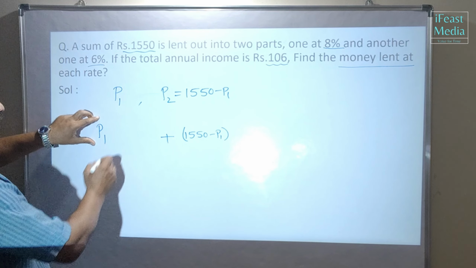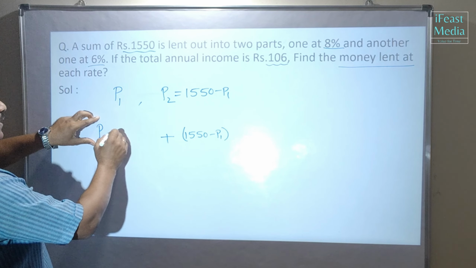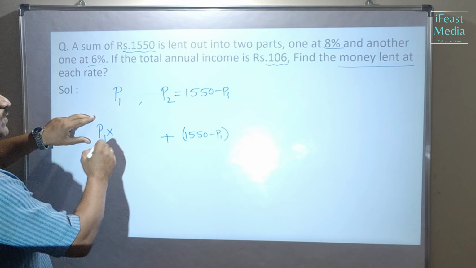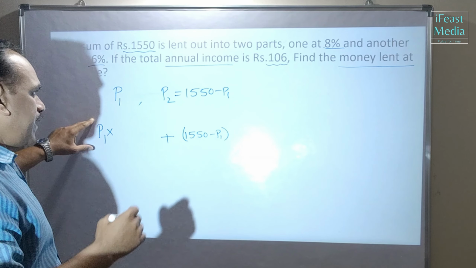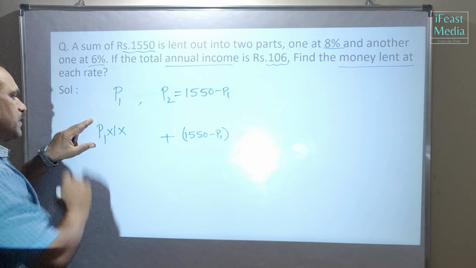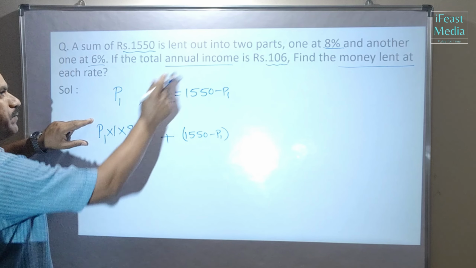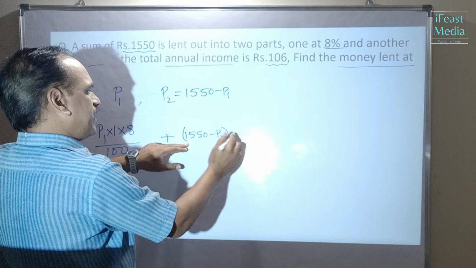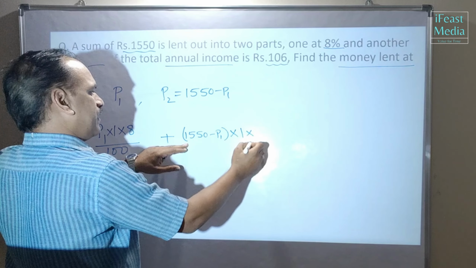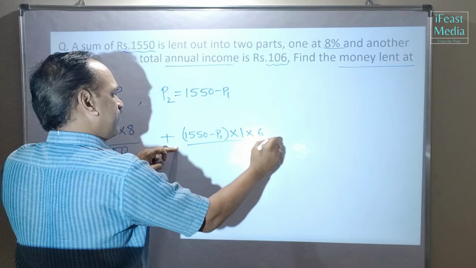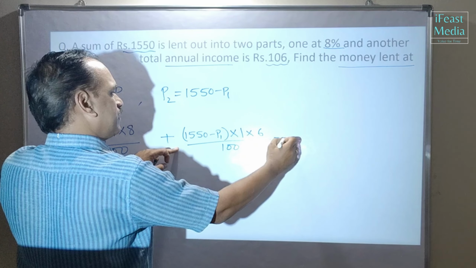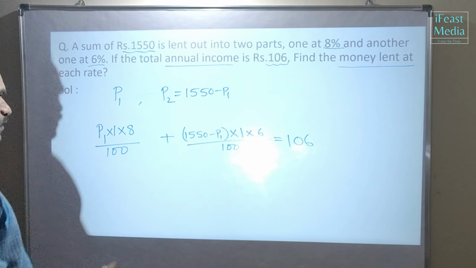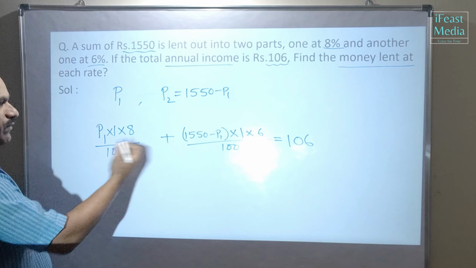So simple interest on P1 is PTR by 100, P1 into T. Time is what? Annual income period, time period is 1 year. PTR, R is 8% on the first part by 100, plus simple interest on this part for the same period, time period 1 year, at a 6% rate of interest by 100, equal to the total annual income, which is 106 rupees. Now we need to find out P1, right?